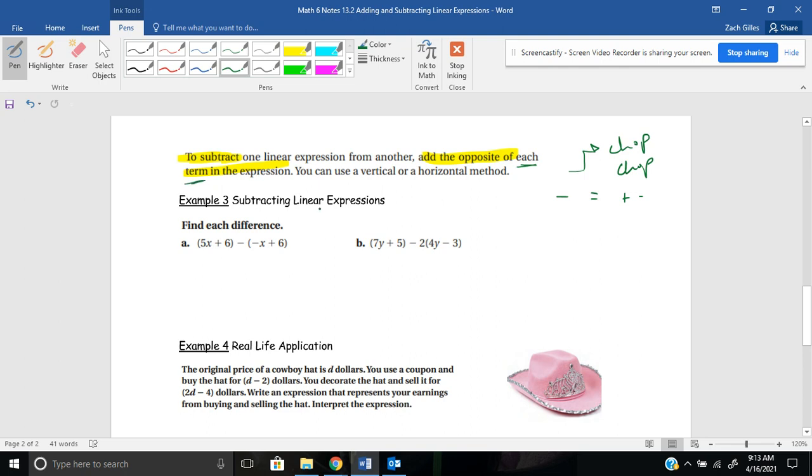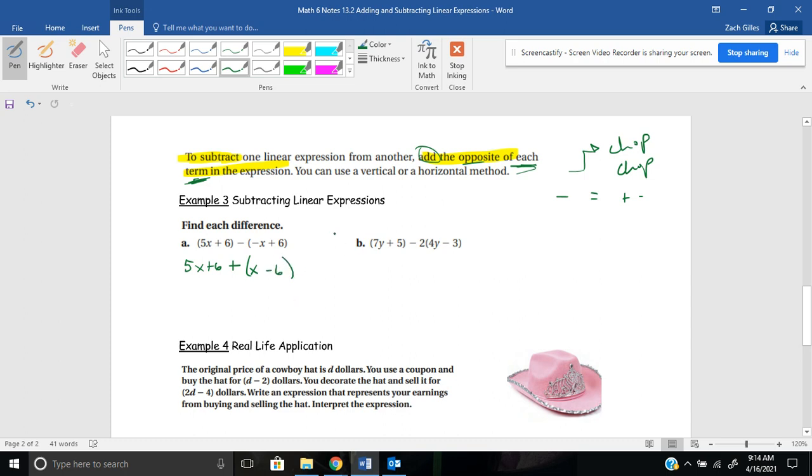Okay, so let's kind of go over that here. You can see that I'm subtracting. So what I want to do is change that subtraction to addition, and the next terms to their opposites. So 5x plus 6 stays the same. I'm going to change my subtraction to addition, and the next two terms, because each term goes to their opposite. So the opposite of negative x is positive x, and the opposite of adding 6 is subtracting 6.